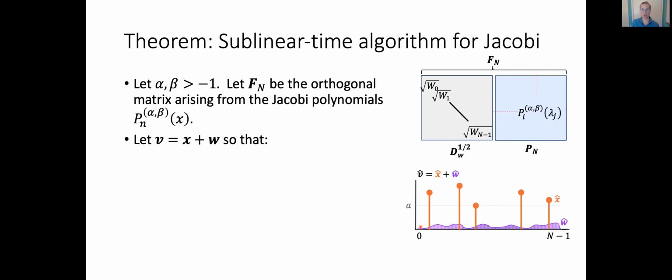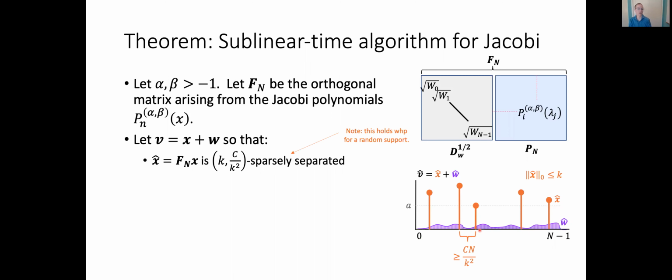This is going to be subject to some assumptions. The assumptions are that x hat is k sparse and 1 over k sparsely separated. What I mean by that is, first off, it's k sparse, so there are only k non-zeros in x hat. And secondly, that the support of the sparsity is reasonably spread out, meaning that no two of these spikes have indices that are closer than roughly n over ck from each other, where c here is just some constant. That's assumption 1. Also note that this does hold, for example, for a completely random support with high probability, so this will work for a random vector. But it is an assumption on top of the worst case.